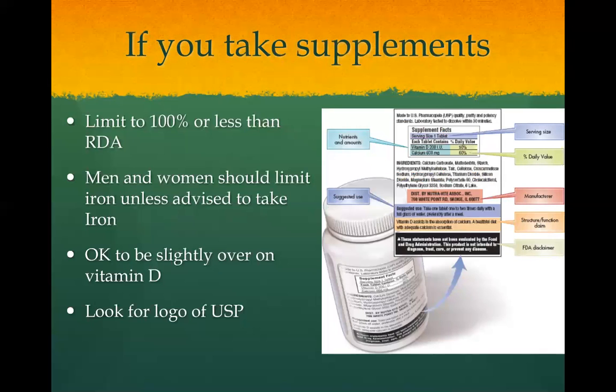We're going to see a picture of this coming up, but USP is US Pharmacopoeia, and it is a private lab that will certify the content of these vitamins and minerals, as well as guarantees the safety, the cleanliness of that manufacturing plant.